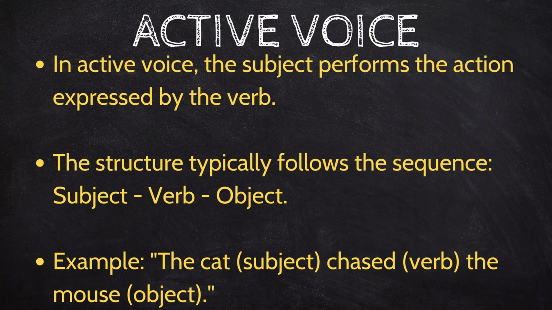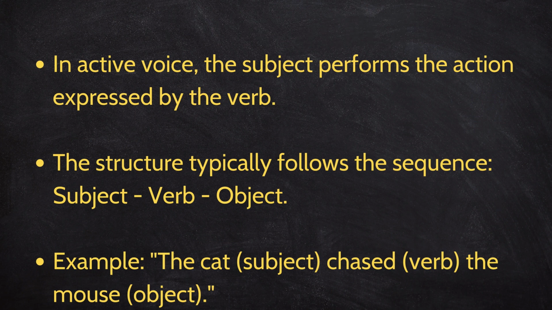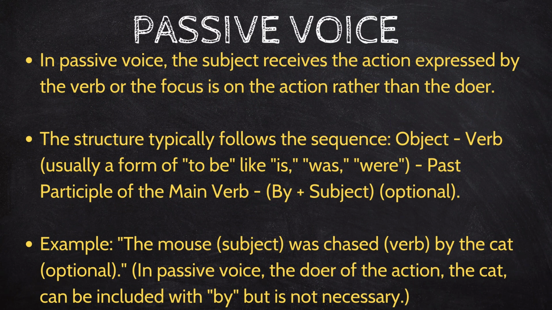Active voice. In active voice, the subject performs the action expressed by the verb. The structure is typically subject, verb, and object. The basic structure is subject, verb, object, which is for active voice. Example, the cat chased the mouse. The cat is the subject, chased is the verb, and the mouse is the object.